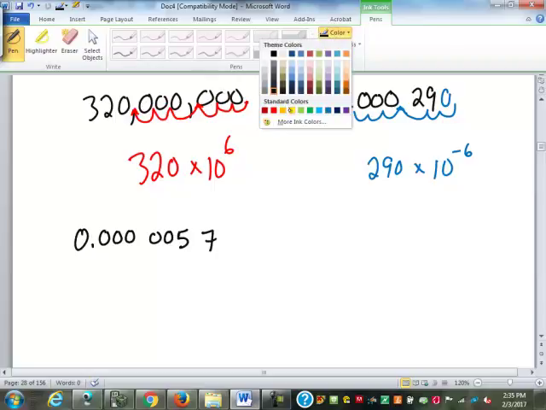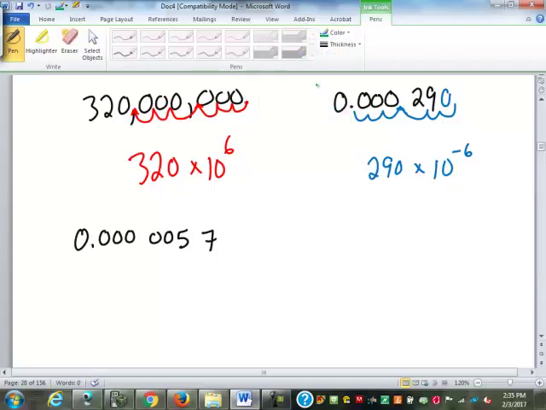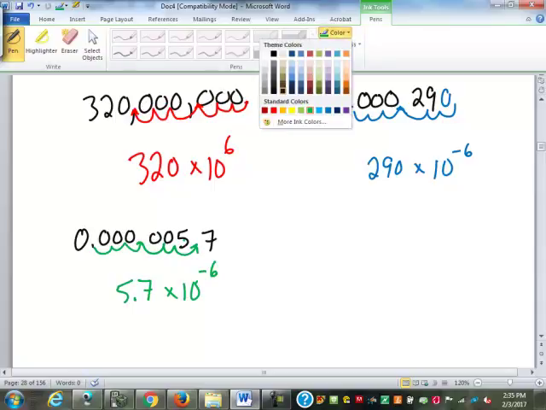So for this one, what's it going to become? I go 3, 1, 2, 3. Can I go 3 more? Yep, 4, 5, 6. I've got a digit in front of my decimal point, so I can stop there. So I get 5.7 times 10 to the negative 6, because it was in the negative powered place values.